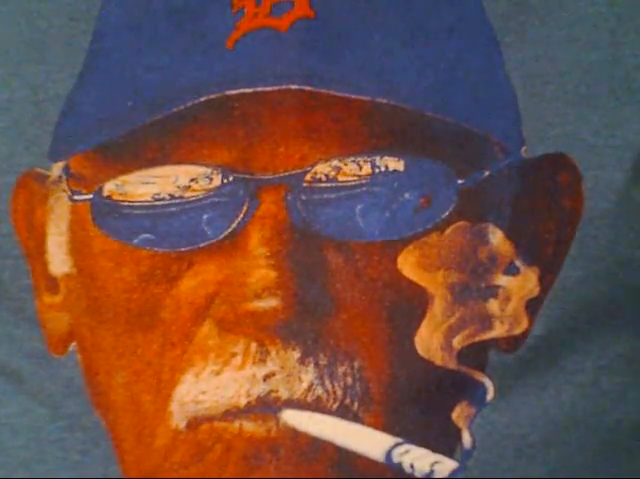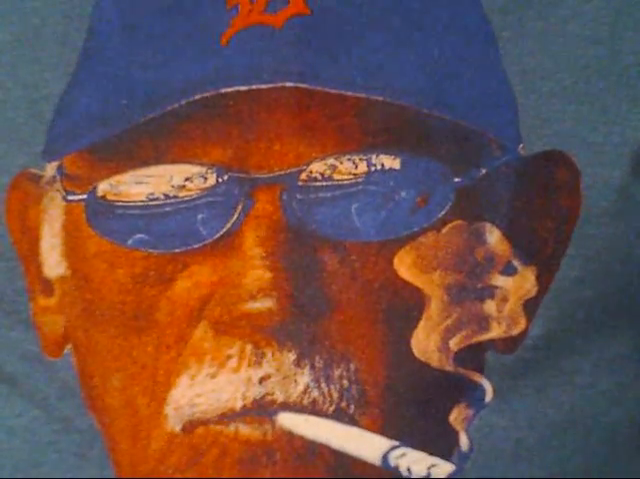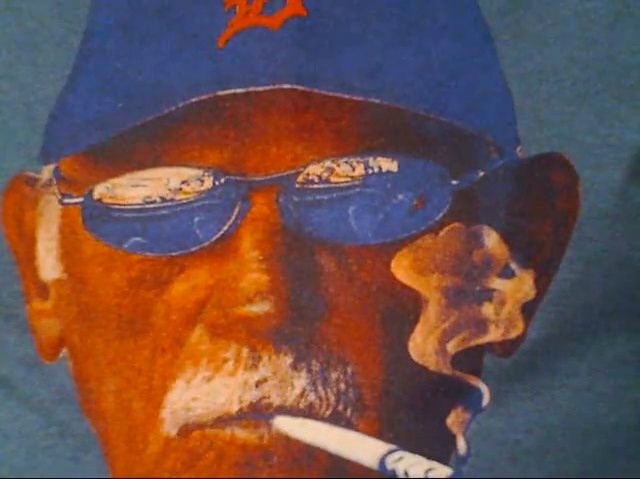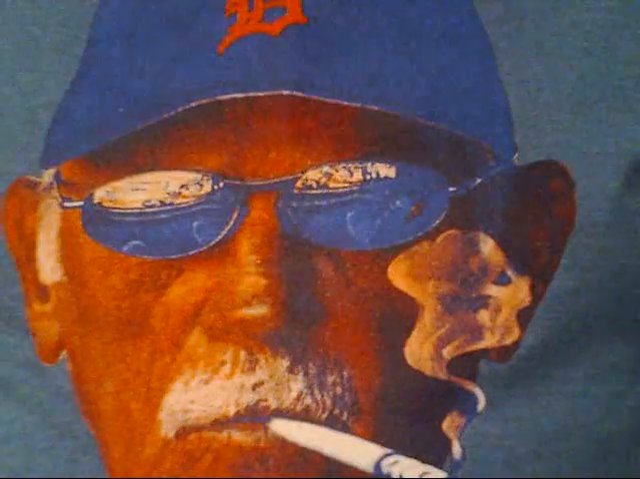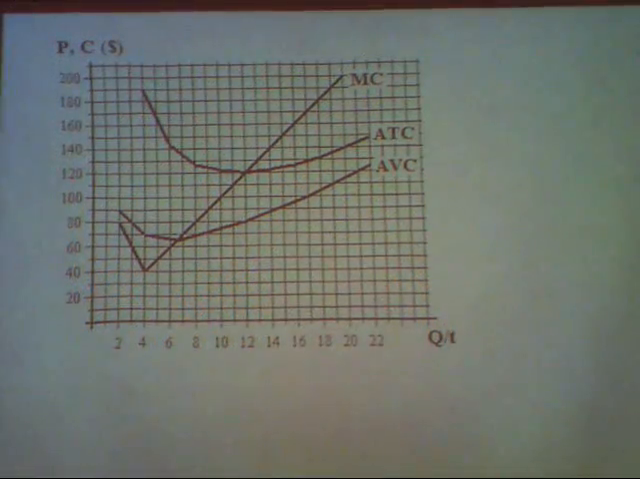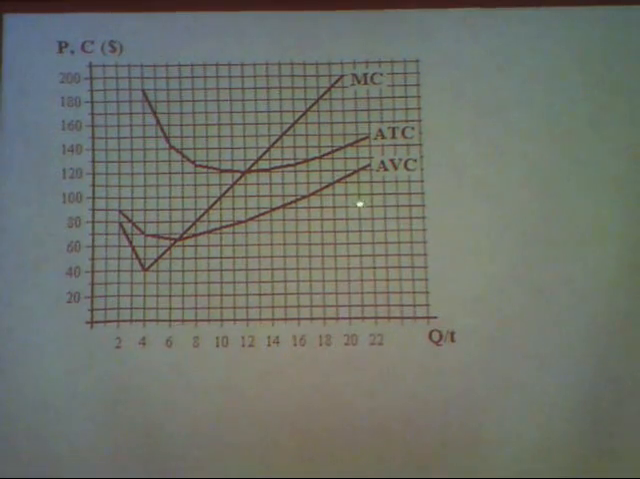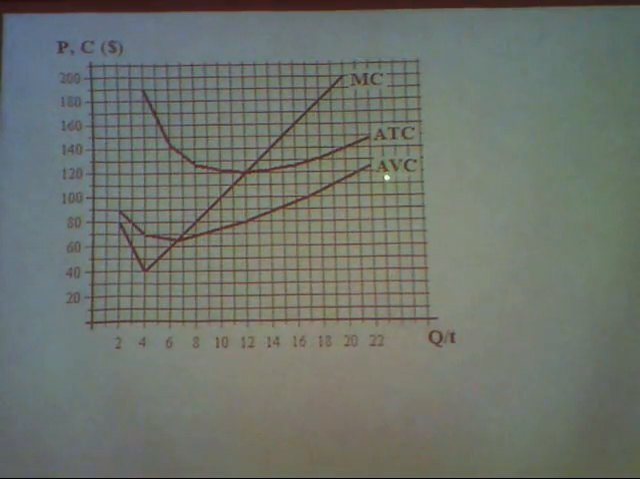This is a short video to illustrate how a perfectly competitive firm makes its decisions with regard to quantity produced. We have a diagram here that shows the cost functions for this competitive firm. The MC is the marginal cost, ATC is the average total cost, AVC is the average variable cost.